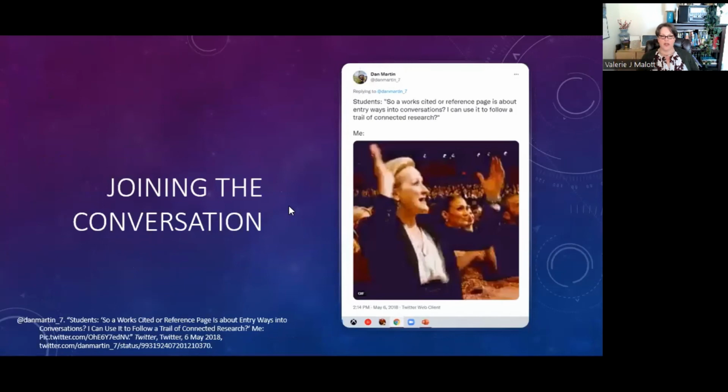So joining the conversation, and the student concludes, a works cited or a reference page is about entryways into conversations. I can use it to follow a trail of connected research. Absolutely. And that is just the beauty of being a part of the scholarly conversation, right? Remember, in the scholarly conversation, we are seeing that textual DNA, right? We're seeing where it originated from and how it has branched off into different directions.